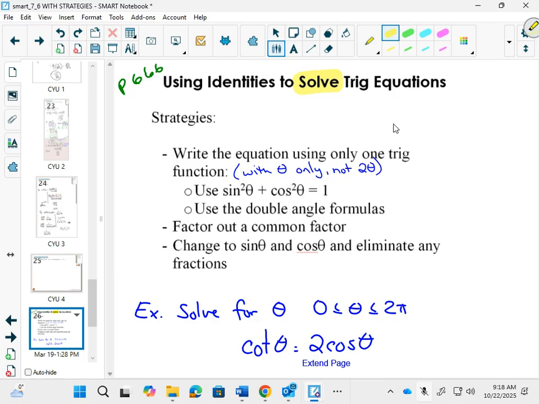One strategy, and we saw this in chapter 6: if you had a sine squared theta and a cos squared theta in an equation, you couldn't solve it because you had two different trig functions. If you could change it so you have only one trig function, then you could possibly solve it. And that one trig function, I put in brackets here in blue, has to be with theta only. You can't have one sine theta and a sine 2 theta. That also isn't solvable. The angle has to be the same.